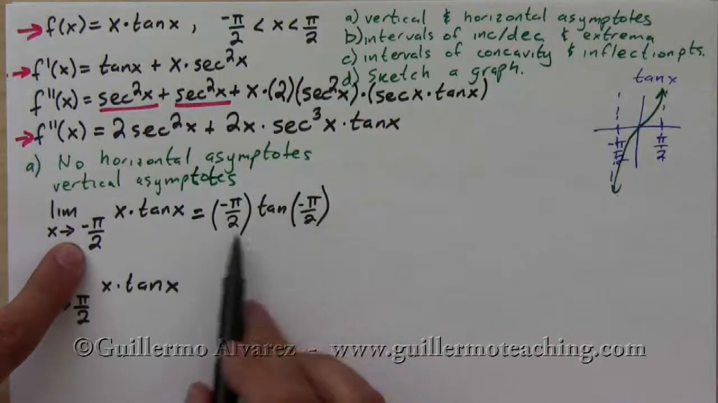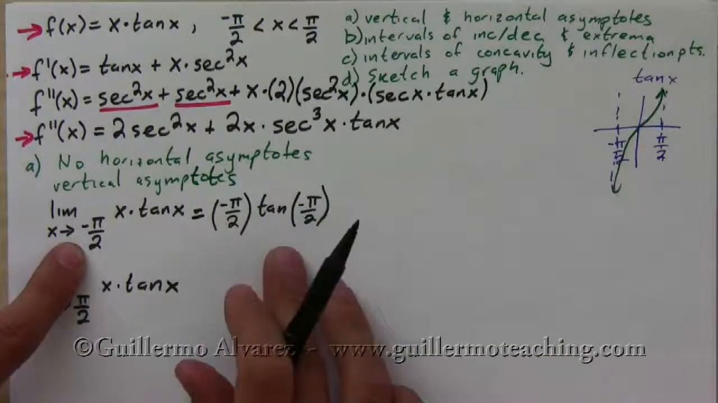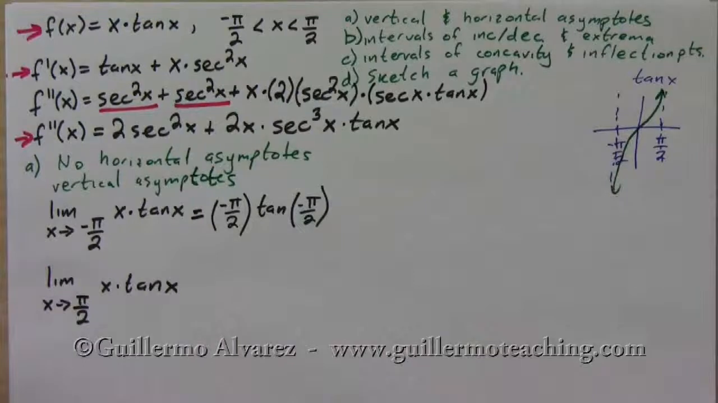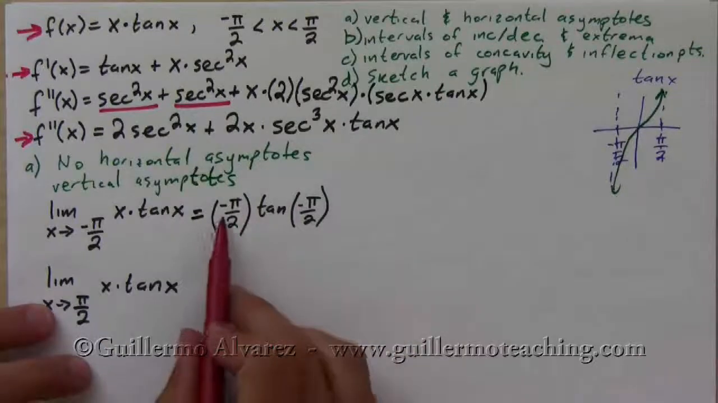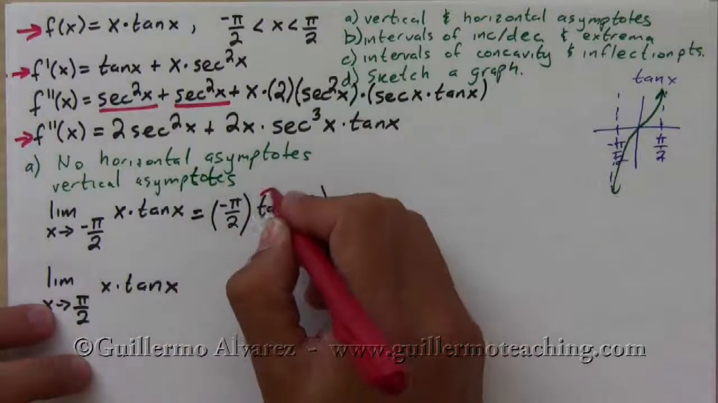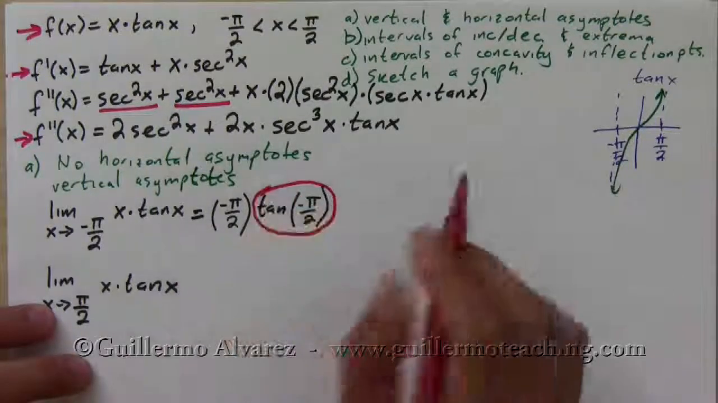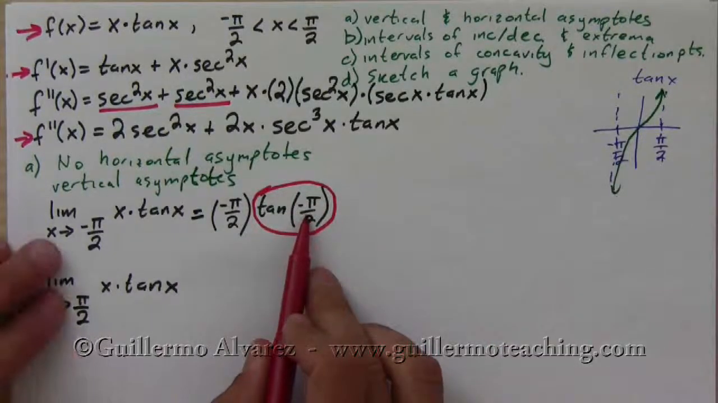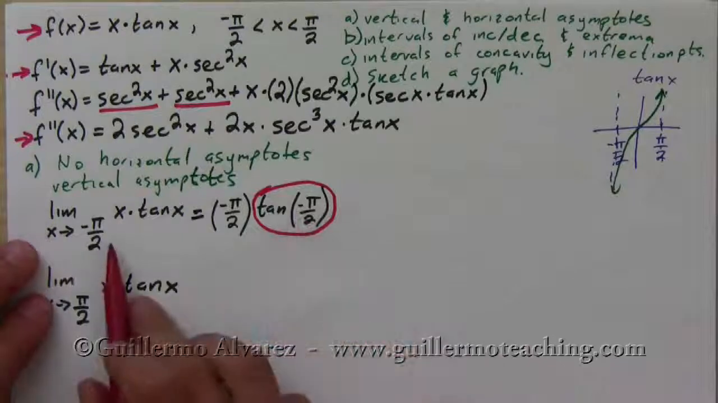Okay, now again, this isn't really plugging it in, but you imagine trying to figure out what's going on here. So negative pi over 2, that's just a constant. So let's just look at this for a second. Tangent of negative pi over 2.